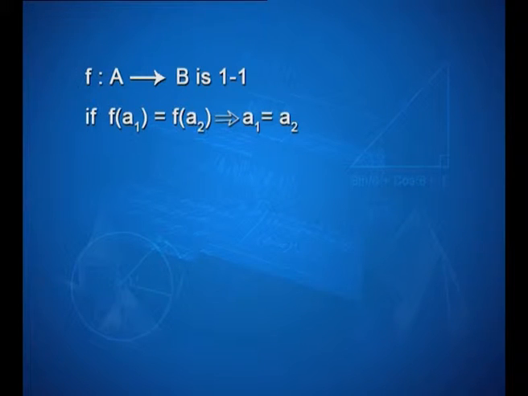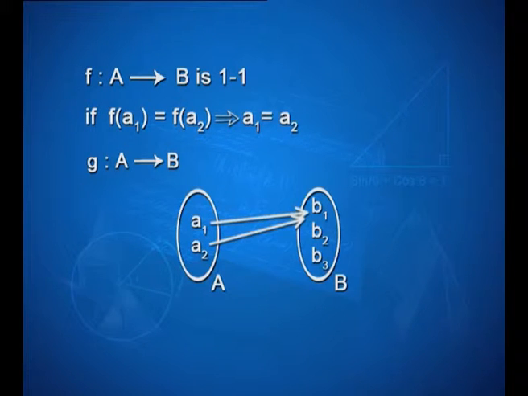Let us take another example. g is a function from A to B where A is a set of 2 elements a1, a2, and B is a set of 3 elements b1, b2, b3, where a1 is related to b1, a2 is also related to b1. So, in this case we can say b1 has 2 preimages a1 and a2. Therefore, g is not a 1-1 function. So, to check 1-1 function, we can take another example.